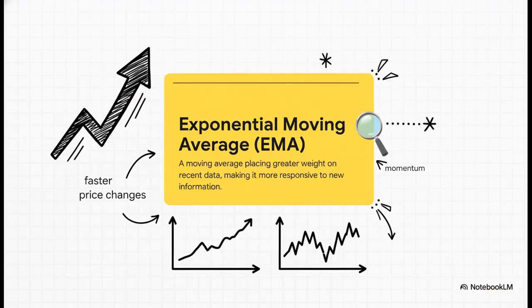So what exactly is an EMA? Well, you might have heard of a simple moving average, which treats all price data equally. The EMA is different. It's smarter. It gives more weight to what's happening right now, making it react way faster to price changes. And for a momentum strategy, that speed is absolutely everything.